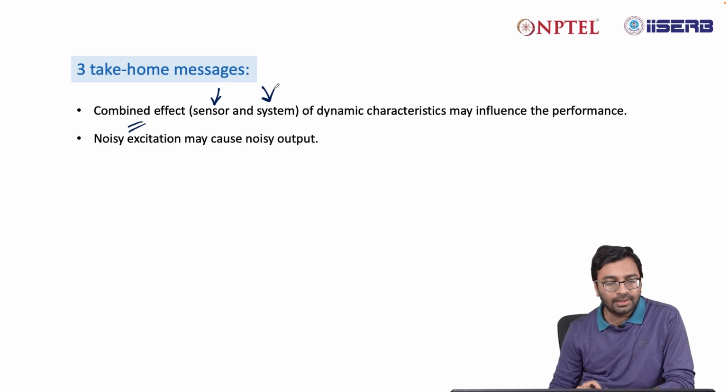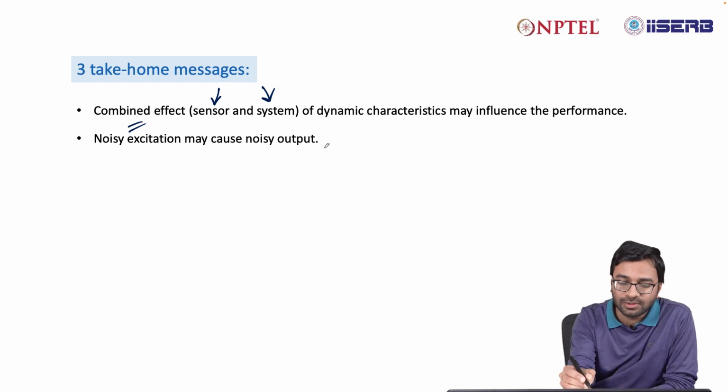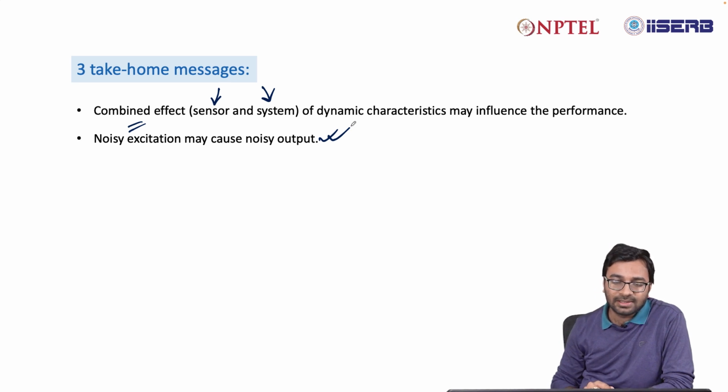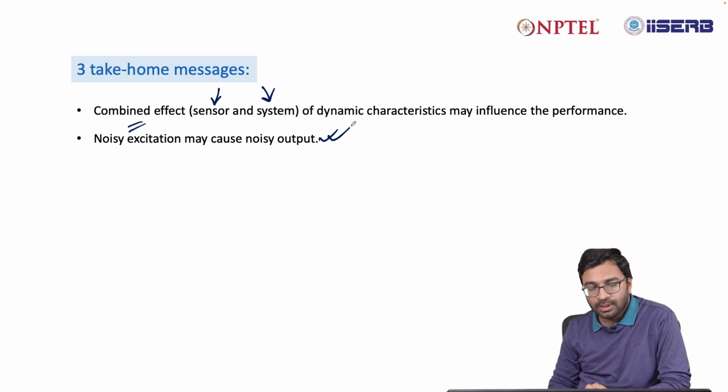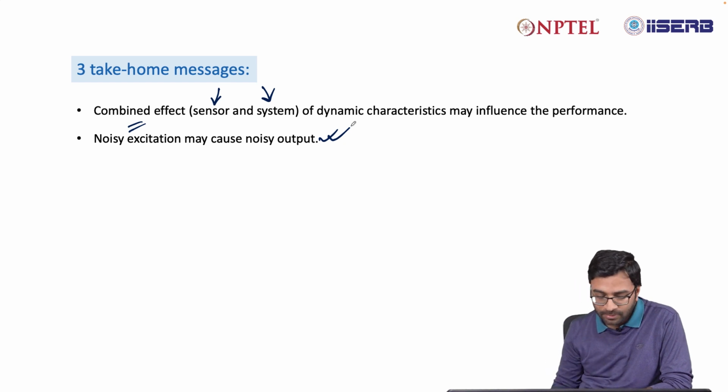The second take-home message is that noisy excitation may cause noisy output. If the excitation itself is noisy, you'll see that it influences your output, because excitation is something which is on the input side, or you may consider it as a bias. So in that case, if your excitation is noisy, the same will get reflected in your output as well.